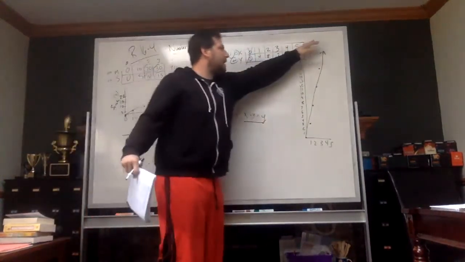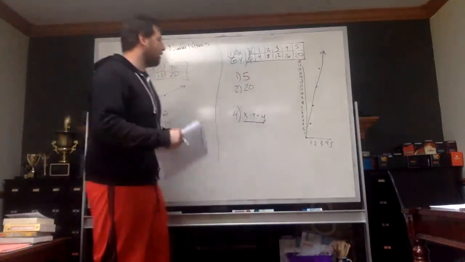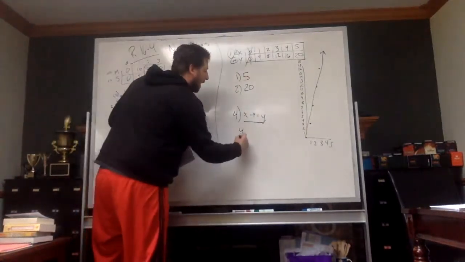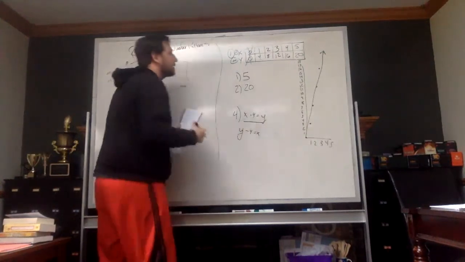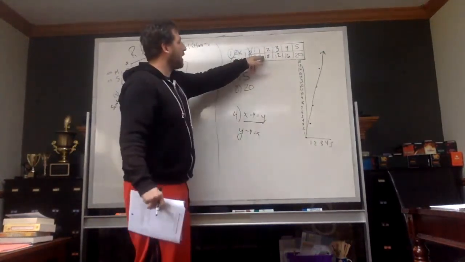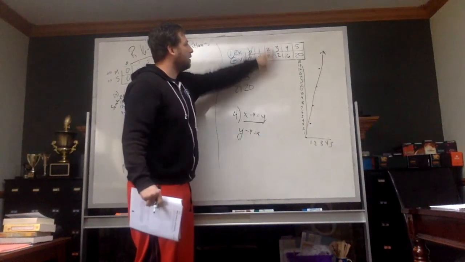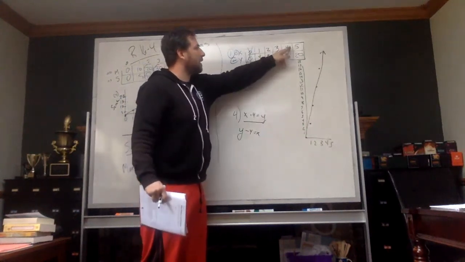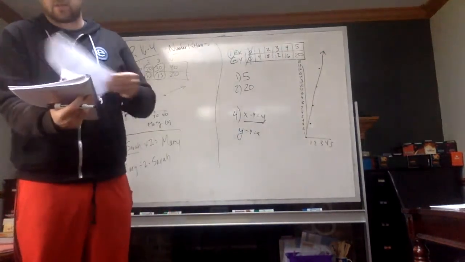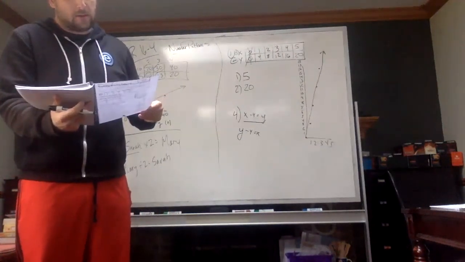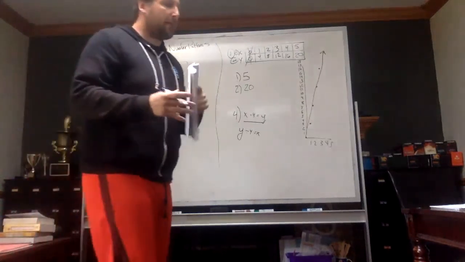No matter what x is, we can times it by 4 to equal y. On the flip side, we can also say y divided by 4 equals x. 4 divided by 4, 8 divided by 4, 12 divided by 4, 16 divided by 4, 20 divided by 4. And that's what you're doing. You're doing the next page, P16-4. Go for it. If you have any questions, let me know.